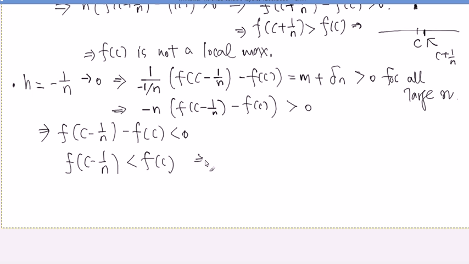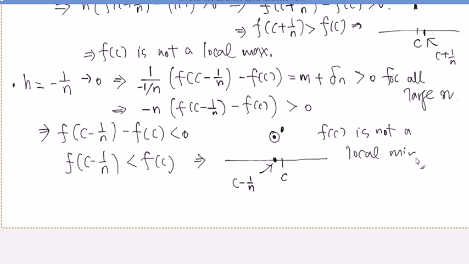Let's look at the interpretation of this one. Here's the x-axis. Here's your c. Where's c minus 1 over n? Right next to it on the left, slightly smaller than c. F of c is somewhere here, and this says f of c minus 1 over n is slightly smaller. There will be millions of zillions of trillions of points right next to c where the value is always smaller than f of c. So what is the conclusion? F of c is not a local minimum because there's always a lower point. How can you say it's the lowest point, right?